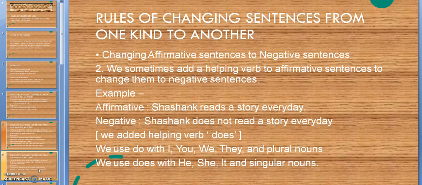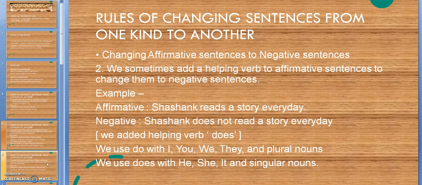And children, another thing to remember is while adding does, we remove the S that was originally in reads. The S of the verb is removed when we add does in a sentence. Now sometimes we use does and sometimes we use do. So we need to know when do we use does and when do we use do. We use do with I, you, we, they and plural nouns. We use does with he, she, it and singular nouns.